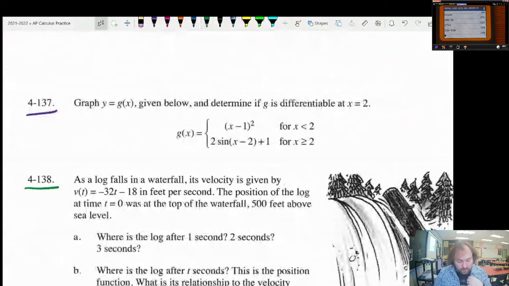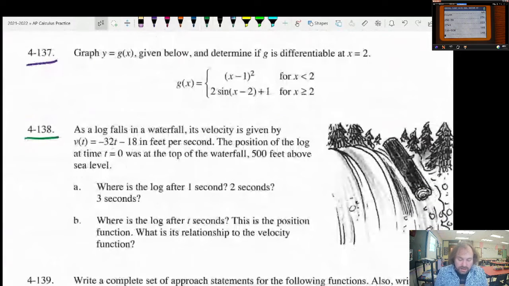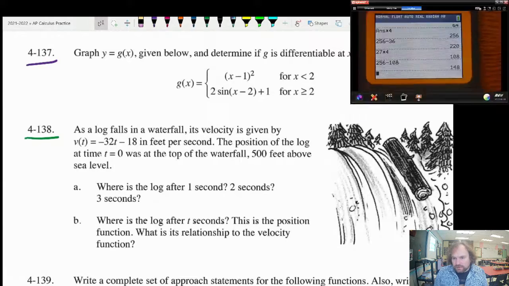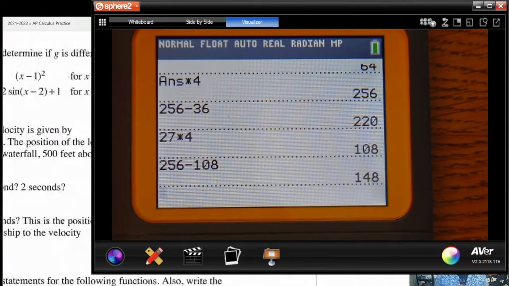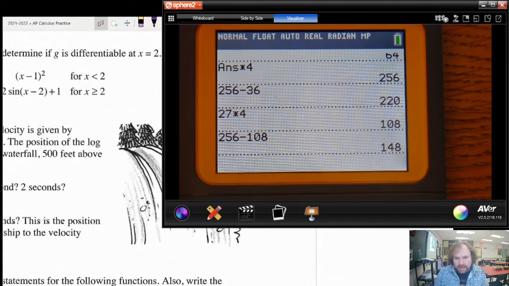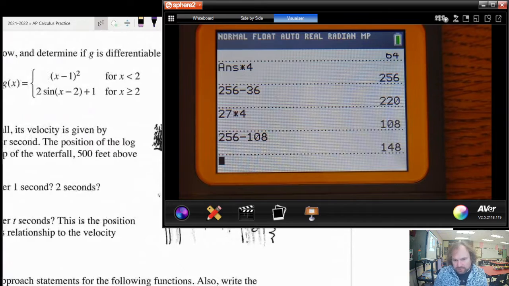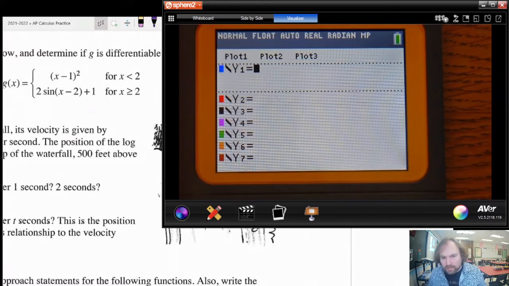137. We're going to graph y equals g of x given below and determine if it's differentiable. The best way to graph this, I'm going to do it on a calculator. I'm just going to graph both of those functions, and we'll graph them both on the same window. We should consider the fact that we're looking at what's happening when x is 2, though. There are ways to do this analytically, but in the interest of time for this problem, we're just going to do it graphically for now. We'll come back to that later.